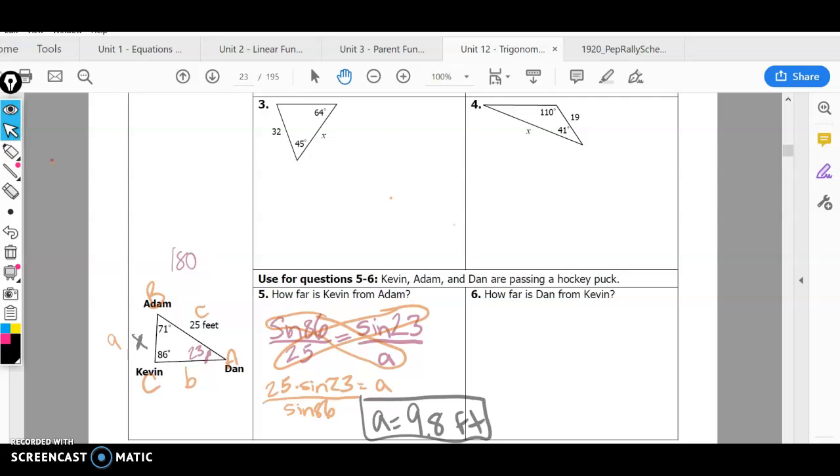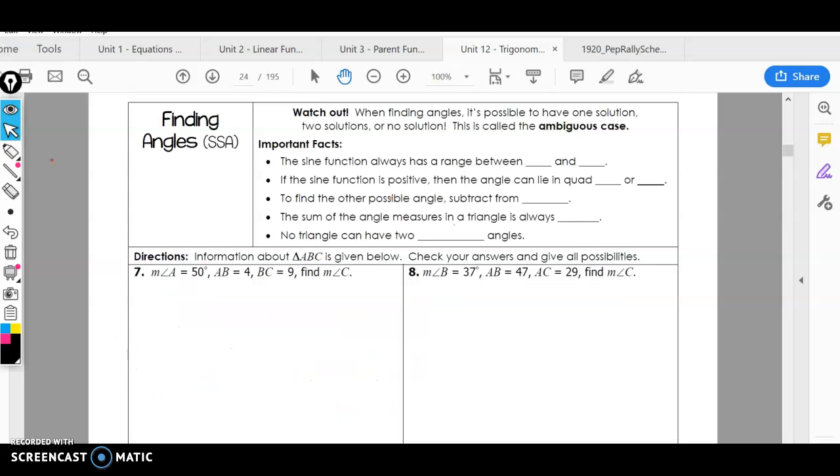Let's do one more on the back. We did a couple examples where we're finding a missing side. Let's do one where we're finding the missing angle and think about what we're going to have to do in the problem when we don't know the angle. Don't worry about this ambiguous case here. We will talk about that in class. Let's just do one where we're finding a missing angle.